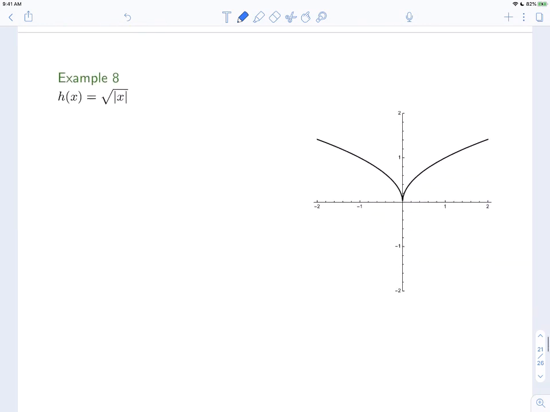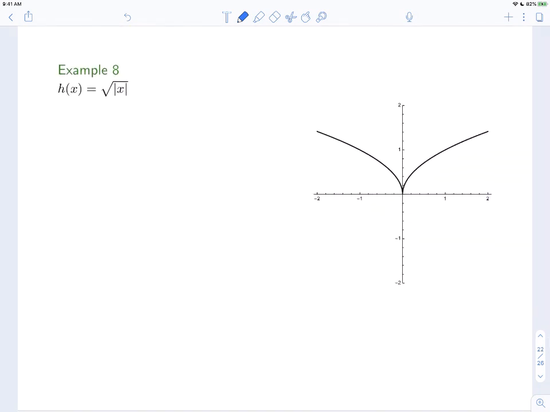Let's look at another example of a piecewise defined function. This one also uses the absolute value sign. So here, h of x is equal to, let me try that again. I'm having some trouble with my pen here, as you can see.